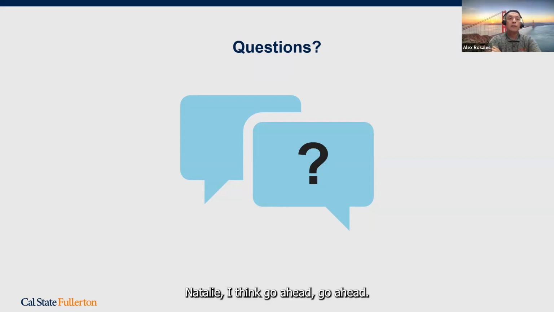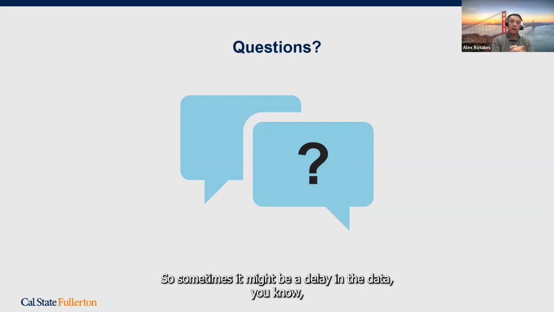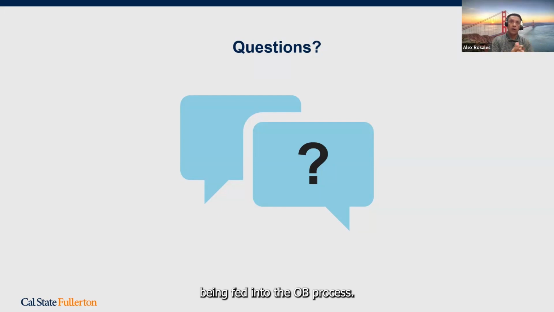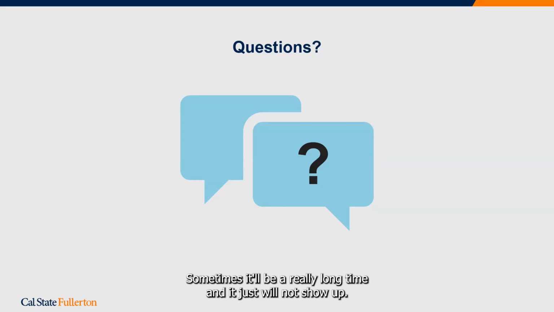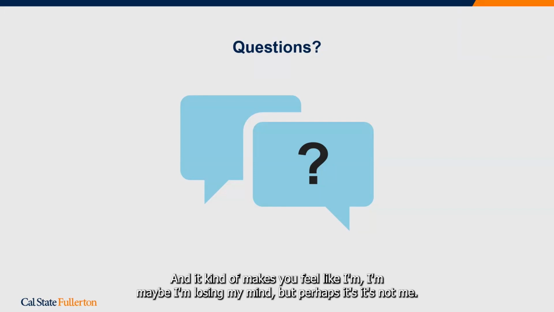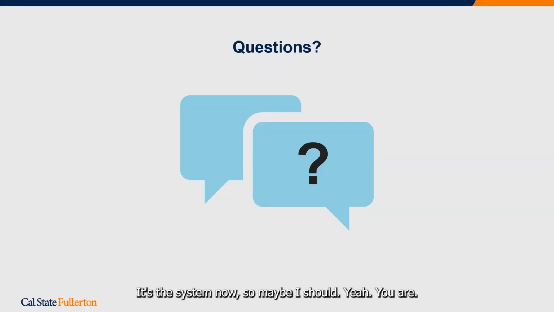Natalie, I think you might be right about it. It might be more of an accounting scenario, and also to IT, right? IT makes CFS and OBIE talk to each other. So sometimes there might be a delay in the data being fed into the OBIE process. Sometimes it'll be a really long time and it just will not show up, and it kind of makes you feel like maybe I'm losing my mind, but perhaps it's not me, it's the system.